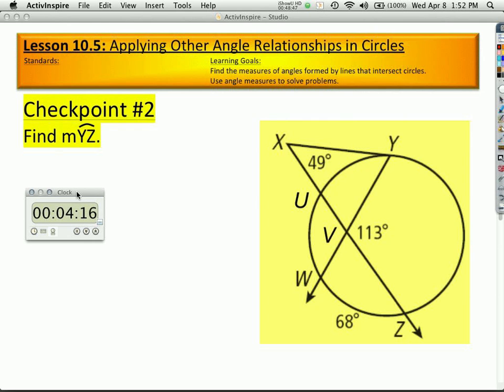Yeah, I'm sorry. XY is a tangent line. I should have said that, but I guess I eliminated that detail. But yeah, XY is a tangent line.